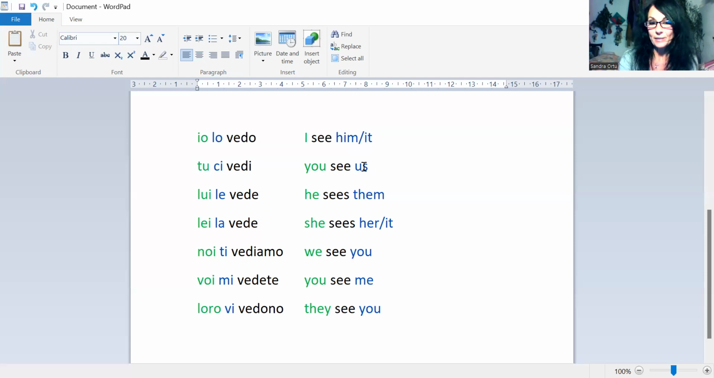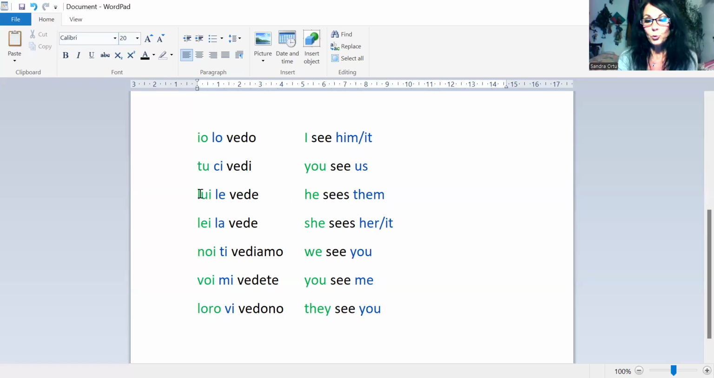So us means ci. So for example, instead of ci, you can say tu vedi me and somebody's name, Marco. You see me and Marco. So instead of using the name Marco and myself, we can say us. And that's what you have. So the object pronoun is before the verb in Italian, and afterwards in English.